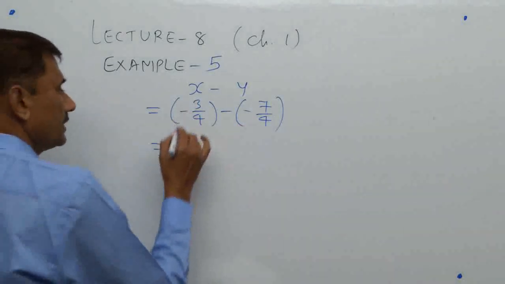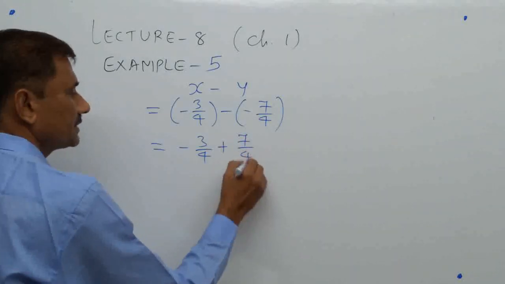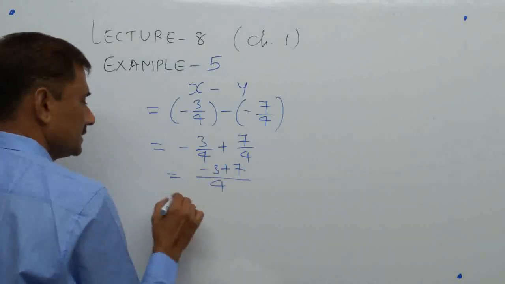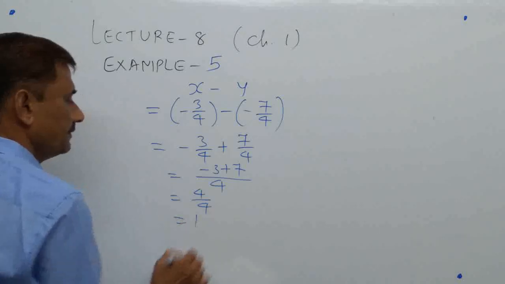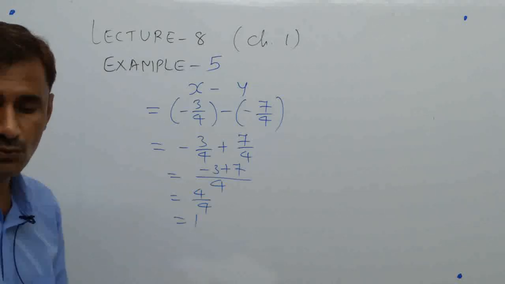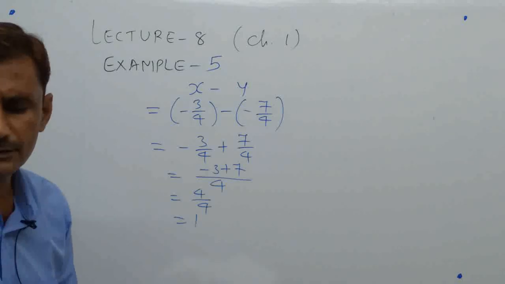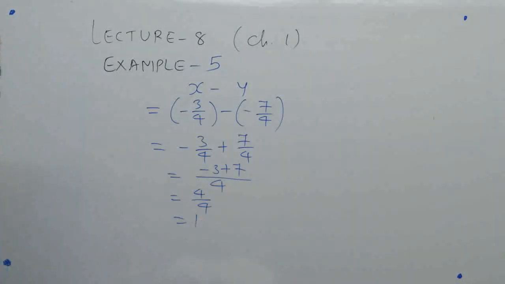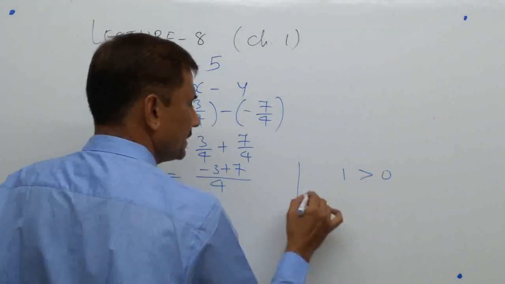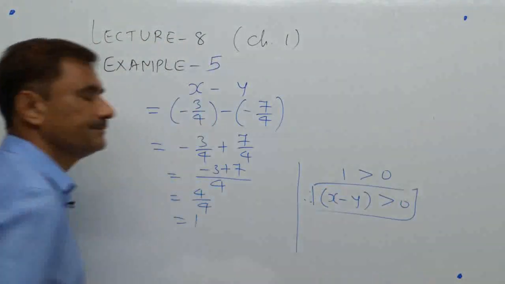Now open the bracket, so it will be minus 3 by 4 minus minus plus 7 by 4. Denominators are already equal, so it will be minus 3 plus 7, so 4 by 4, which is 1. So for x minus y we got 1. Now is 1 greater than 0, equal to 0, or less than 0? Obviously 1 is greater than 0, so you can write the final answer: 1 is greater than 0. Therefore x minus y is greater than 0. That is our final answer.